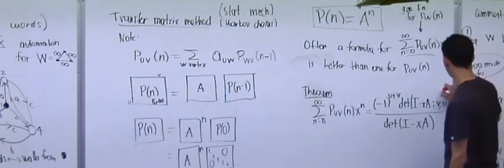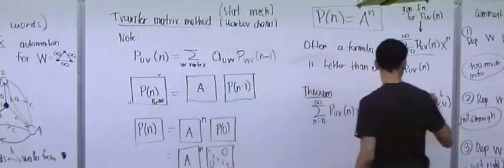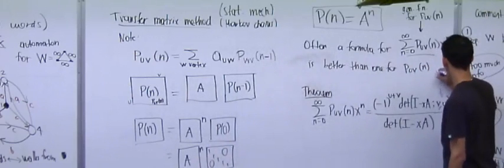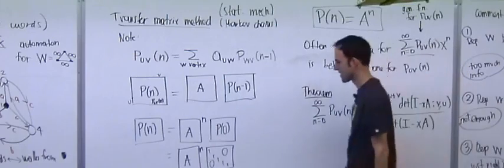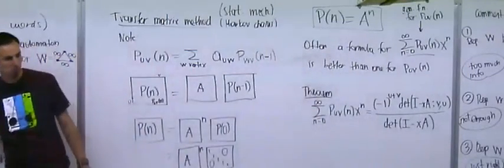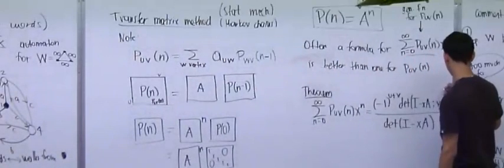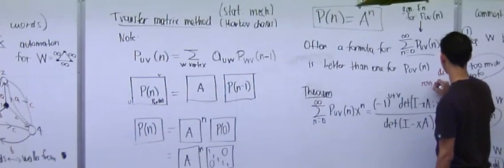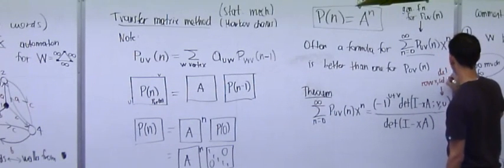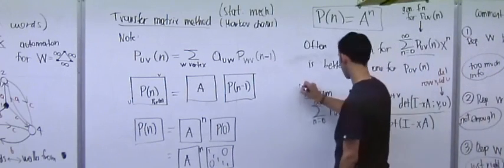So this means, actually you can't see red in the video. This means, can't see this either. This means you delete row v, column u. And that's the theorem.